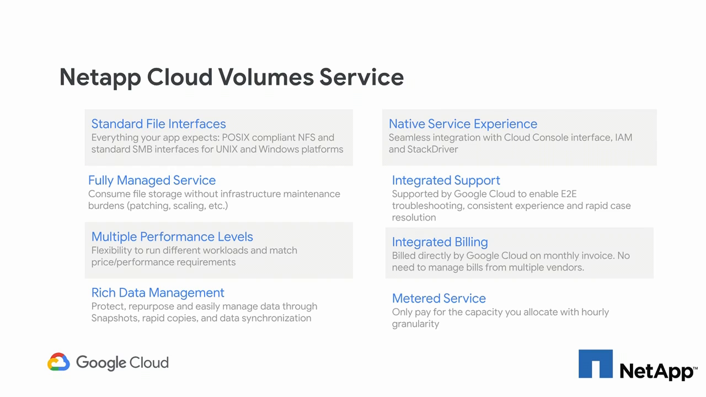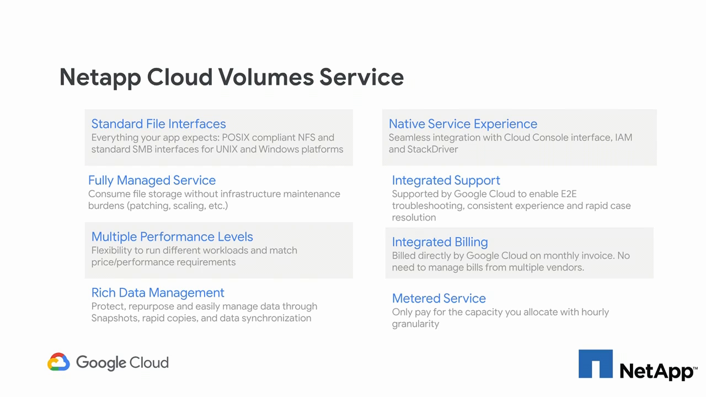Multiple performance levels. The service comes in 3 flavors: standard, premium, and extreme. Each of these 3 flavors have a performance metric associated with it, and I'll show you more of that in the demo. But think of it as the 2-dimensional service, capacity and performance, and you get it in 3 different flavors: standard, premium, and extreme.